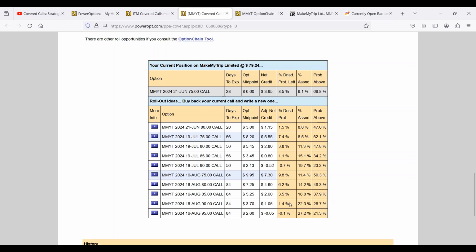But what's the trade-off? You only have 1.4% of positive downside protection because your total adjusted net credit is only down to $105 or $260.